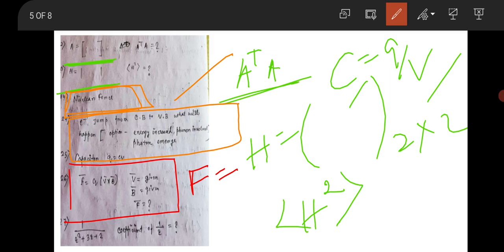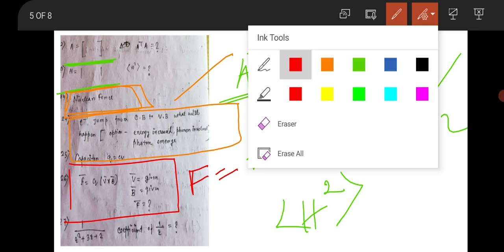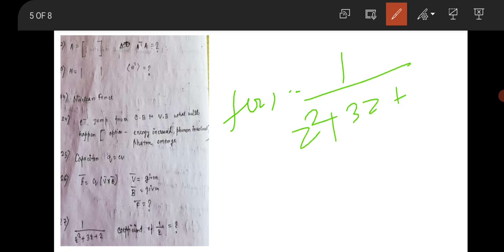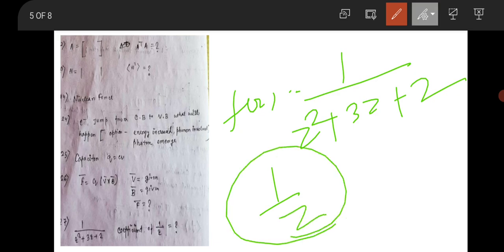So lastly there is a question from complex analysis, and the question was f of z is equal to 1 by (z square plus 3z plus 2). So you have to find the coefficient of 1 by z. This is a fine question. Okay, you have to find the coefficient of 1 by z.